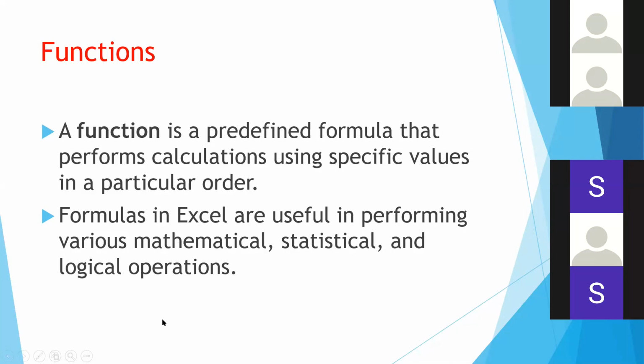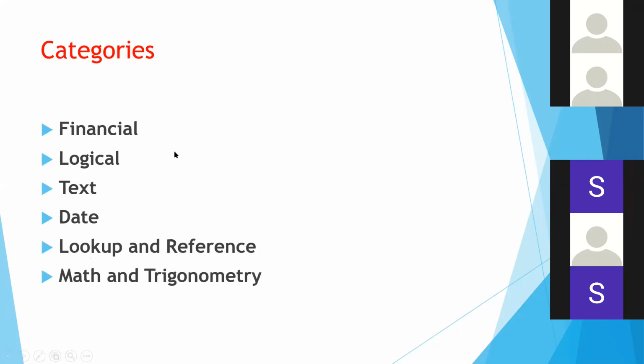So what are functions basically? They are predefined formulas that perform calculations using specific values in a particular order. A function helps us do a particular thing for which we give some input, some data, some cells, some values, and accordingly it gives us the output. Formulas in Excel are useful in performing various mathematical, statistical, and logical operations. So what types of functions are there? There are a number of functions. Text functions, logical functions, mathematical functions. So let us see the list of those functions. These are the different categories.